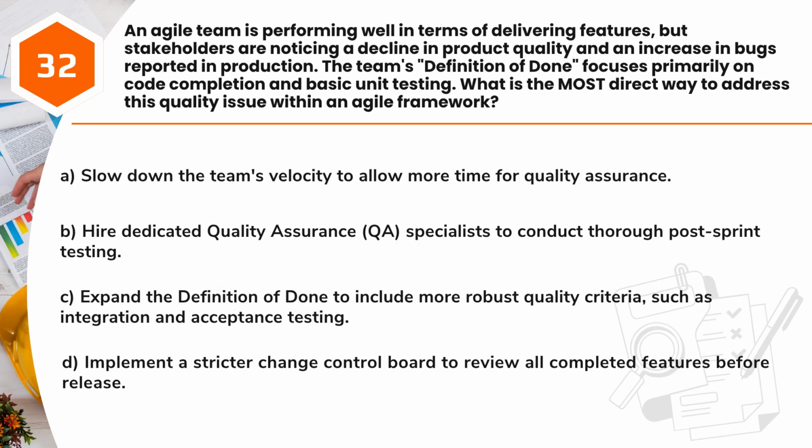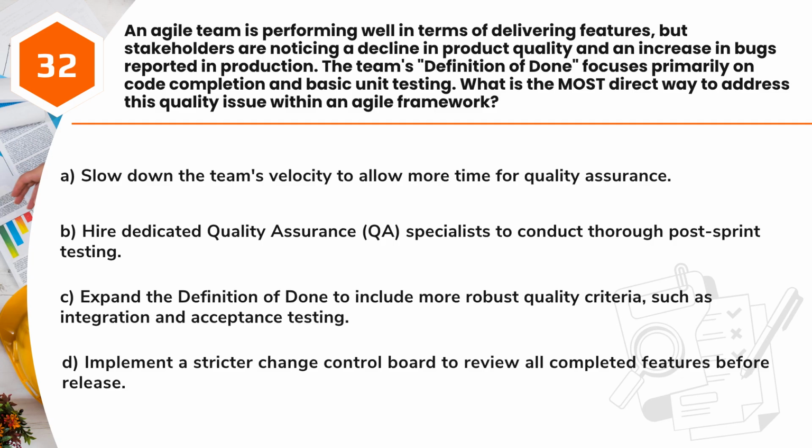Question 32. An Agile team is performing well in terms of delivering features, but stakeholders are noticing a decline in product quality and an increase in bugs reported in production. The team's definition of done focuses primarily on code completion and basic unit testing. What is the most direct way to address this quality issue within an Agile framework?